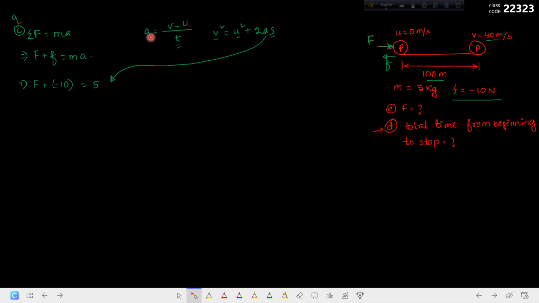But here, if you notice, acceleration a is equal to v minus u by t. We know v, that is 40 meter per second. We know u, that is 0 meter per second, but we do not know t. So whenever t is not known, there is a very high possibility that this equation will be used, because out of the 4 equations of motion that we know, this is the only equation which does not involve time. So v square equals u square plus 2as.